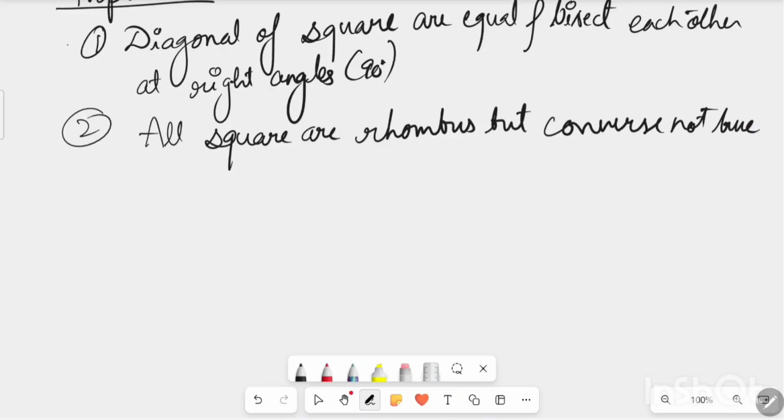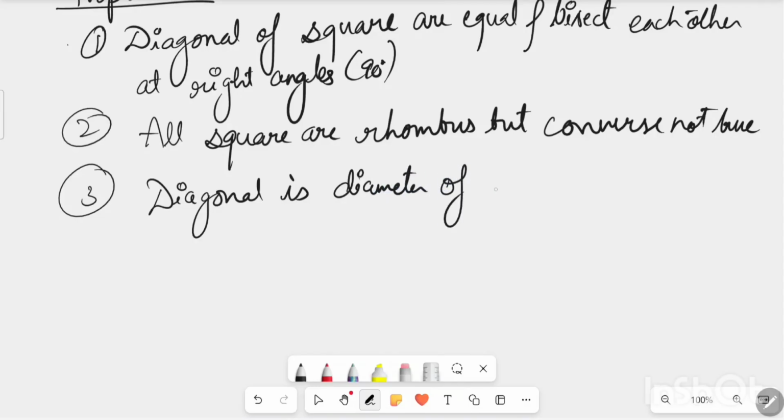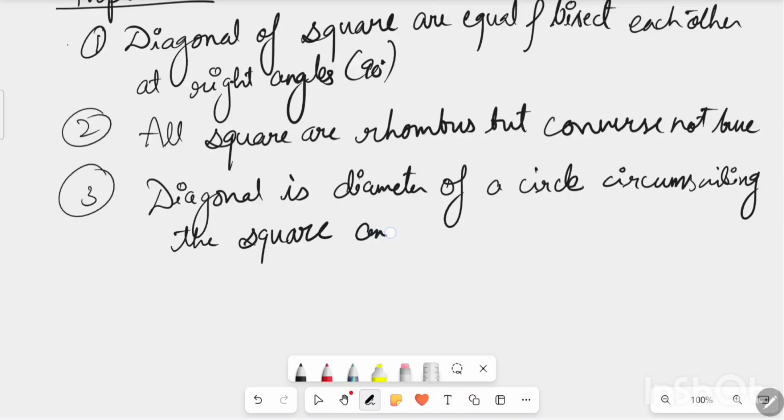Now, third, the diagonal is the diameter of the circumscribing circle that circumscribes the square, and the circumradius is A by root 2.